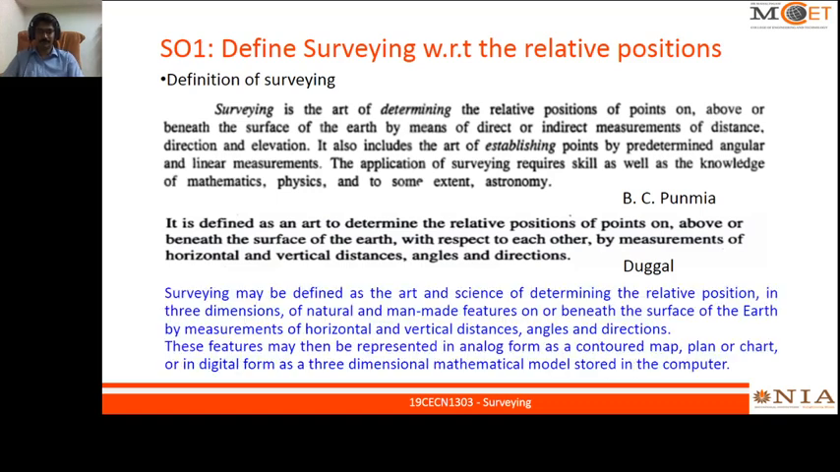Here I try to conclude that surveying may be defined as an art, since we should have the imagination of how to do it, and it should be logical. So, art and science of determining the relative position in three dimensions of natural and man-made features on or beneath the surface of the earth by measurement of horizontal and vertical distance, angles and direction. These features may then be represented in analog form as a contour map, plan or chart, or in digital form as a three-dimensional mathematical model stored in the computer. Right? So based on this, you can now try to define what surveying is: the art, or art and science, of determining the relative position. That is the definition of surveying.